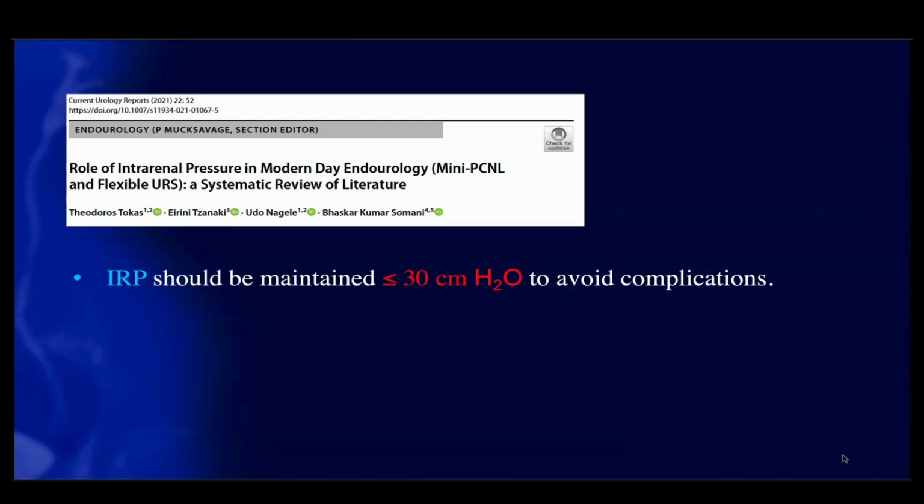So the intrarenal pressure should be maintained under 30 millimeters of mercury to avoid complications.